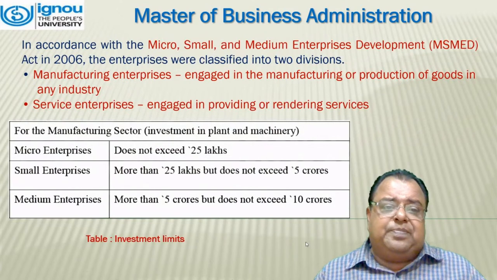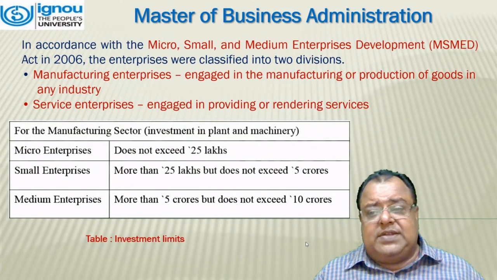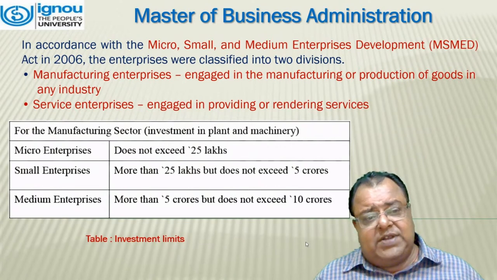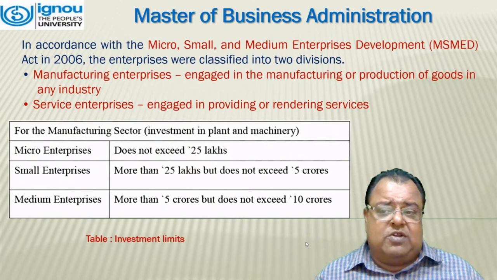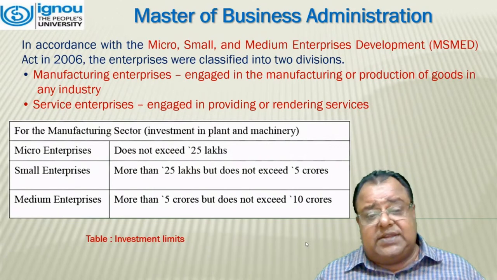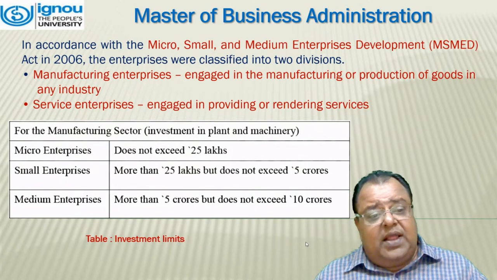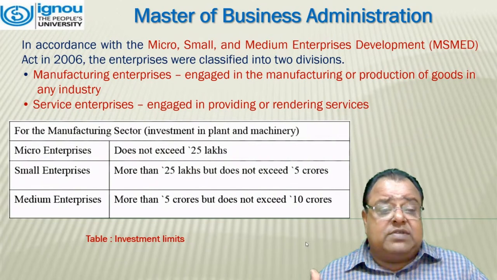In accordance with the Micro, Small and Medium Enterprises Development Act, the enterprises are classified into two divisions, that is, manufacturing enterprises, which are engaged in the manufacturing or production of goods in any industry. And the second one is service enterprises, which are engaged in providing or rendering services. And what are the investment limits?